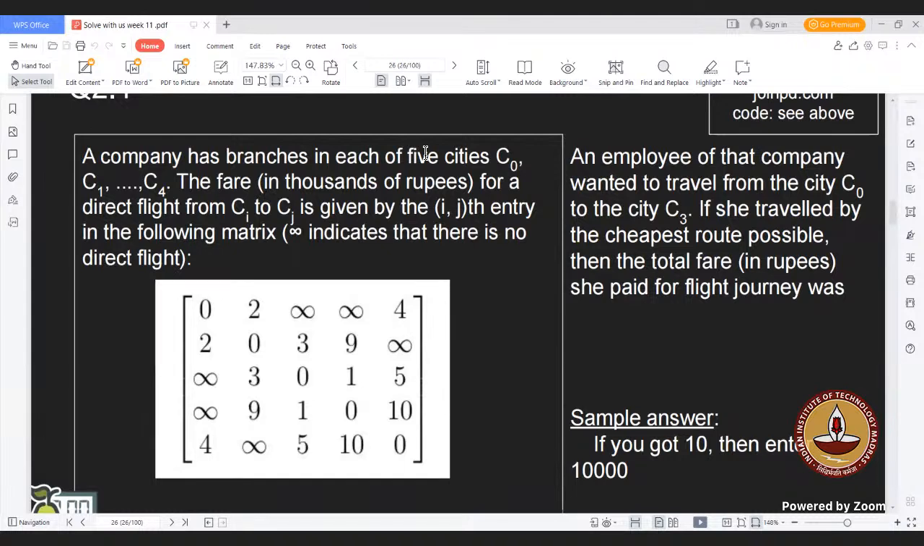So first you just draw the graph and then find the shortest path, and write your answer in the chat box. For example, if you got 10 as the answer, then enter 10,000. If you guys have any doubt, just unmute and ask me at any time.